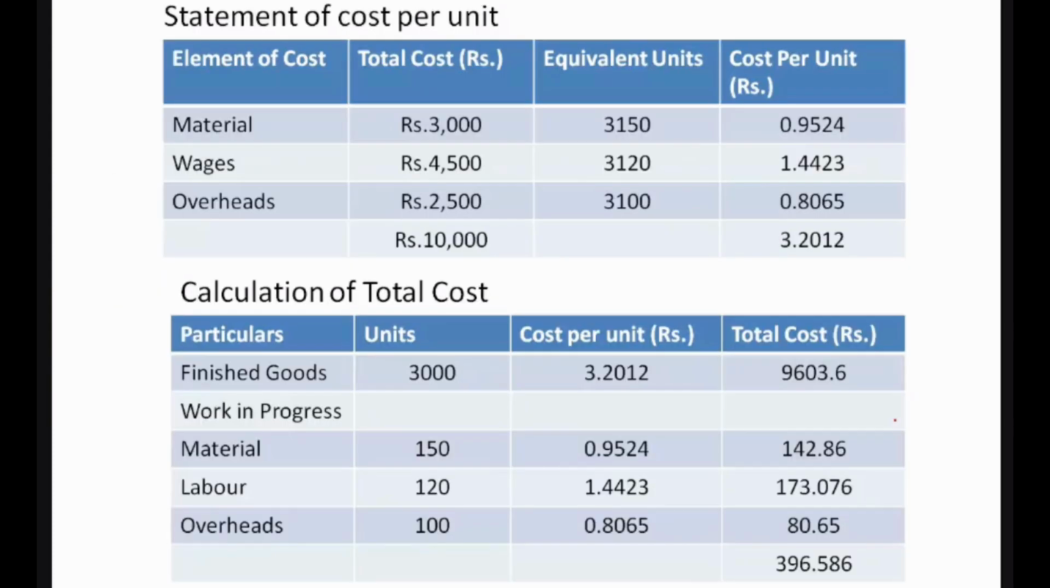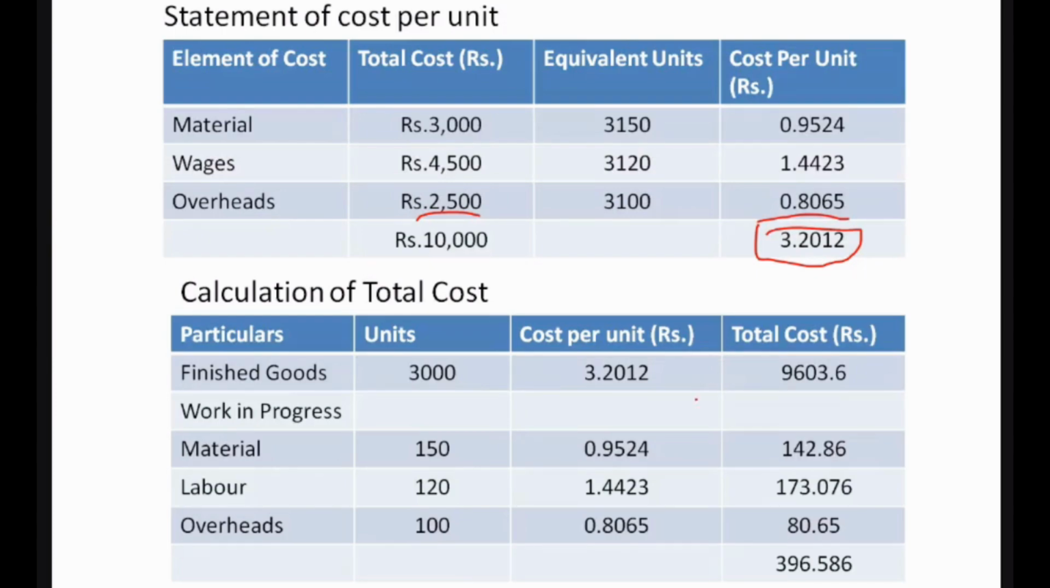હવે equivalent production ના basis ઉપર second statement we are required to prepare, that is statement of cost per unit. So for material point of view, 3,000 is the cost and 3,150 units. So this is your cost per unit. In the same way, labor and labor cost per unit. This is overheads and overhead cost per unit. And the total cost is 3.2012 for the finished goods.